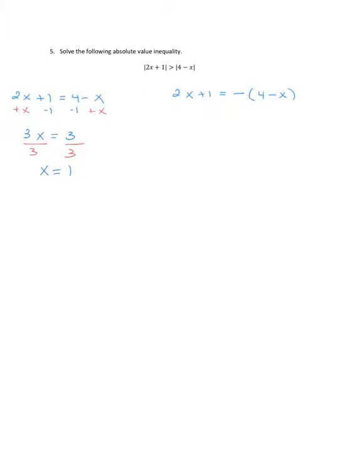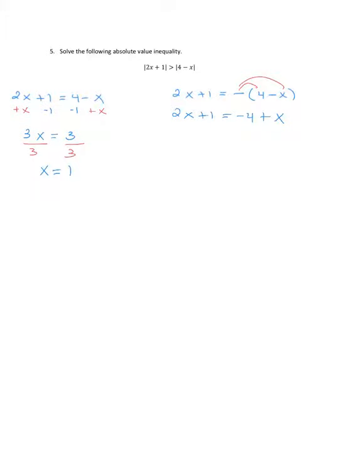Now, on the other equation, I'll distribute the negative. I get 2x plus 1 is equal to negative 4 plus x. You could actually start here if you wanted to. Obviously, if you distribute the negative, it just changes the signs on everything on the right.